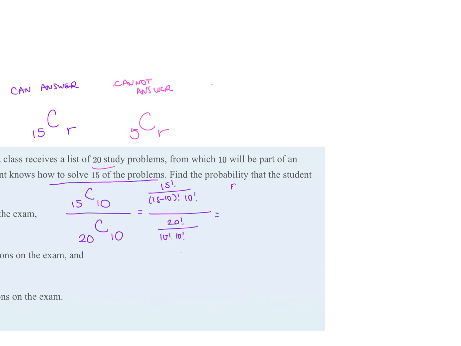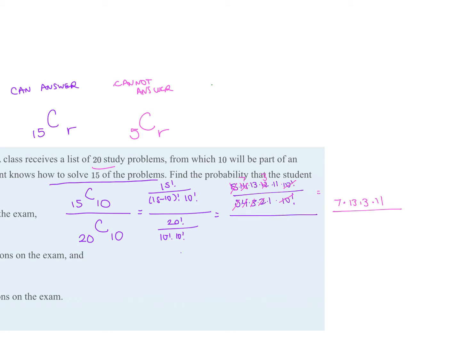So we have 15, 14, 13, 12, 11, 10 factorial over 5 factorial, so I'll expand it, 5, 4, 3, 2, 1, times 10 factorial. And then, 5 times 3 is 15, so I'll take that out. 4 goes into 12 3 times. And then 2 goes into 14 7 times. So we're looking at just the numerator, 7 times 13 times 3 times 11. Then let's do the 20, choose 10.